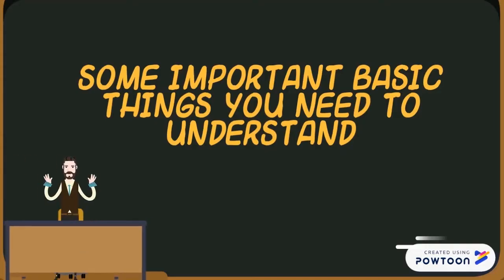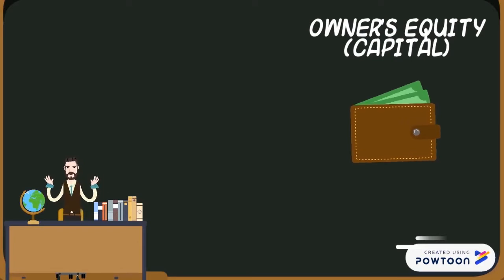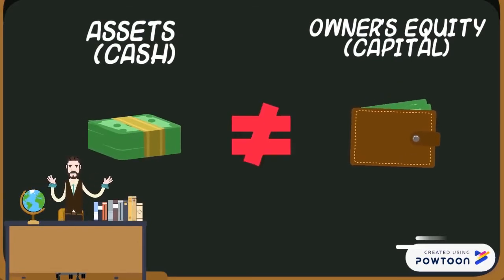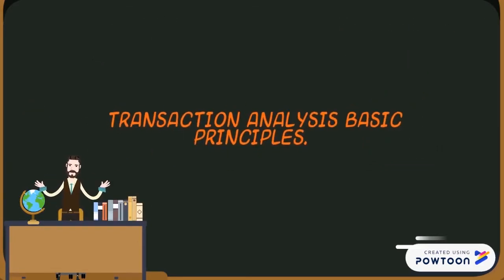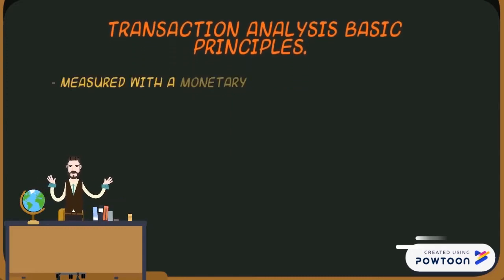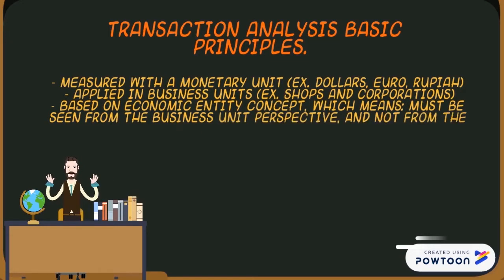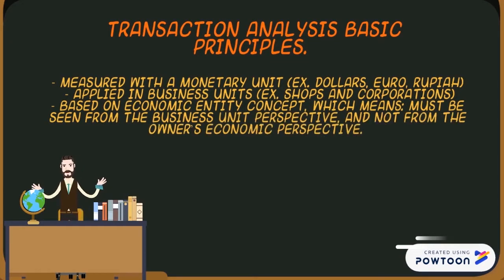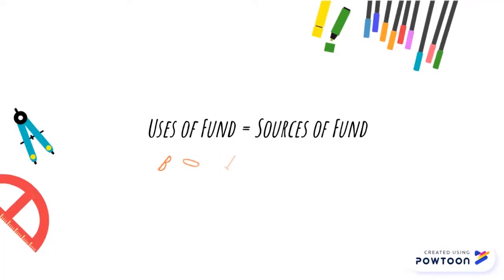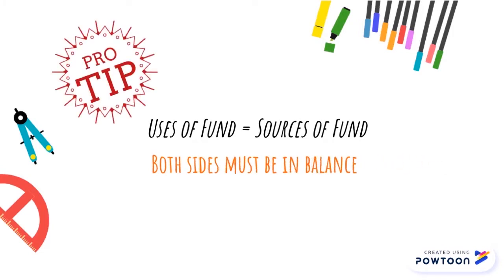There are some important basic things that you need to understand, like owner's equity and cash are not the same. And the basic principles of transaction analysis are measured with monetary unit applied in business units, and it must be seen from the business unit perspective and not from the owner's perspective. One important thing that you must not forget is that both sides of this equation must always be in balance.